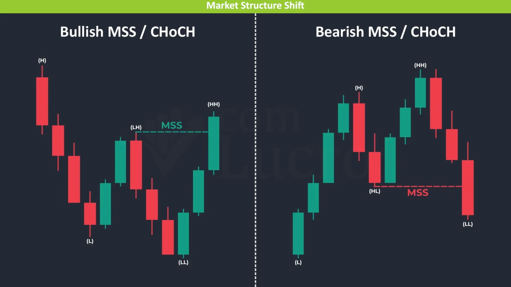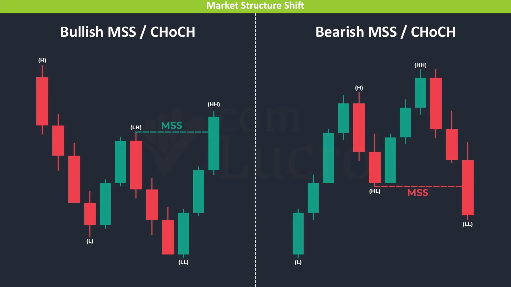In a bullish market structure shift, price first forms a low. Then it creates a lower high, followed by a lower low. The shift happens when price rallies and breaks above the previous lower high, forming a higher high. This tells you that bearish control has been disrupted.